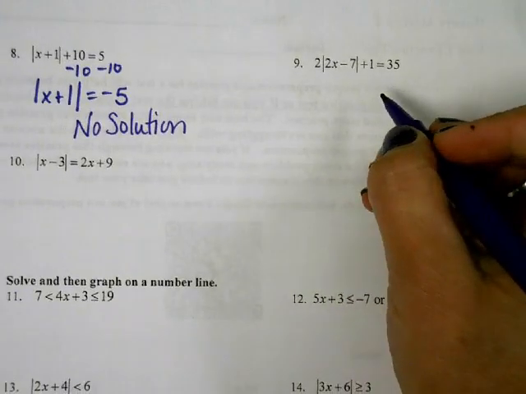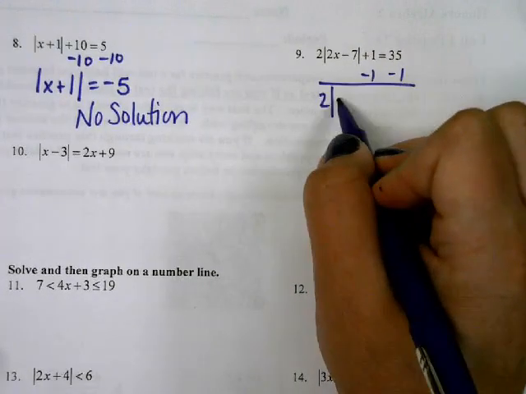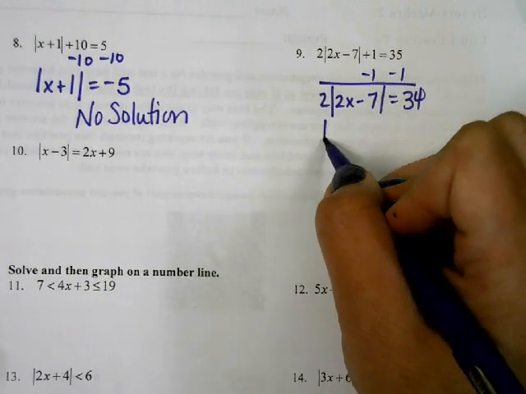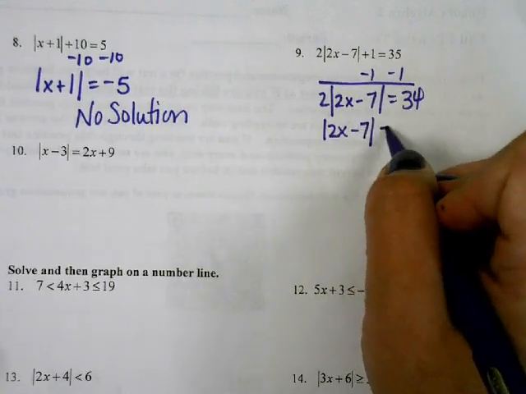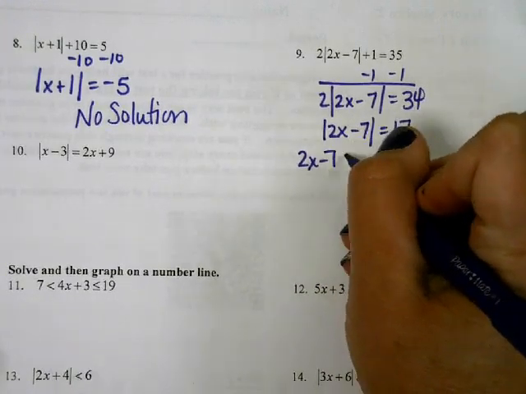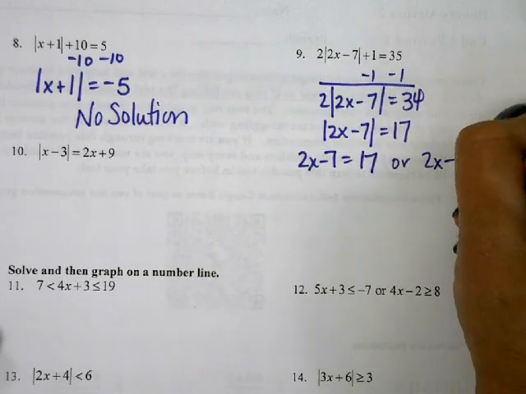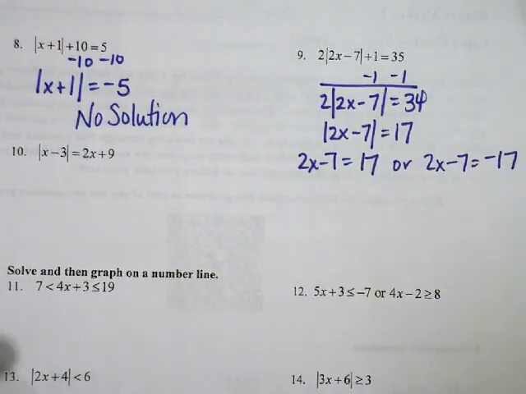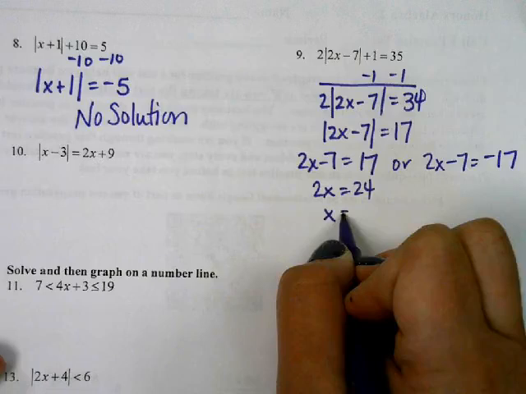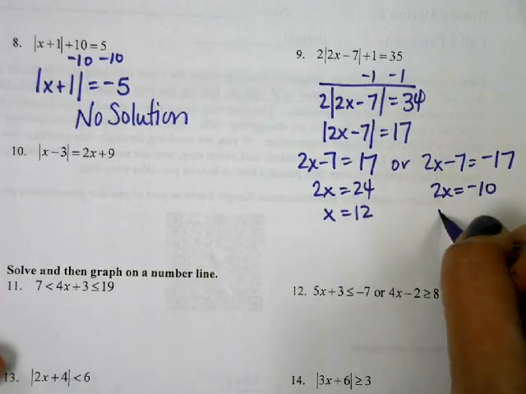Number 9, I got to get the absolute value again by itself, so I'm going to subtract 1. I cannot distribute into an absolute value, so I have to divide by 2. So absolute value of 2x minus 7 is equal to 17. So separated apart, 2x minus 7 is equal to a positive 17, or 2x minus 7 is equal to a negative 17. Add 7, so I get 24. Divide by 2, so I get 12. Add 7, so I get 2x is equal to a negative 10. So x is equal to a negative 5.